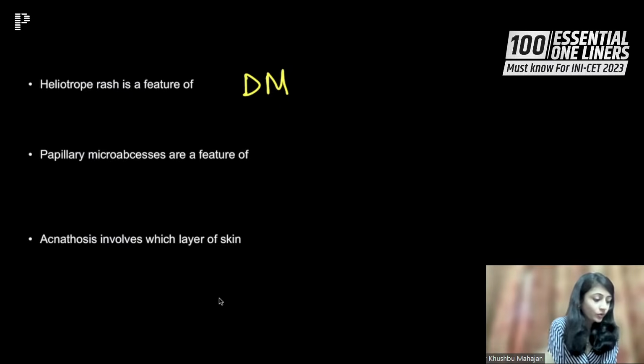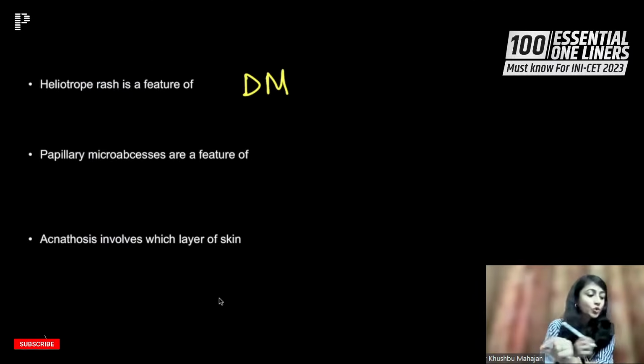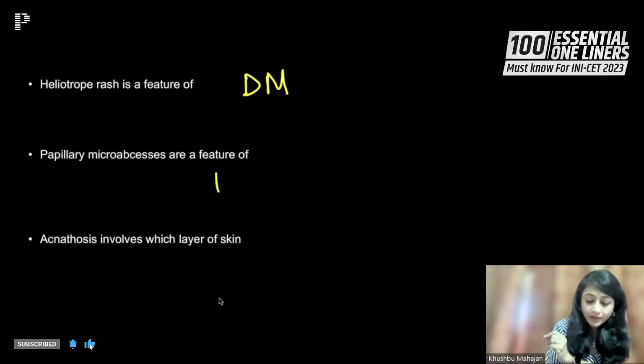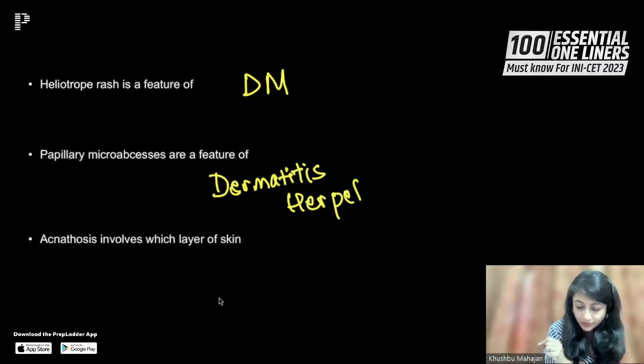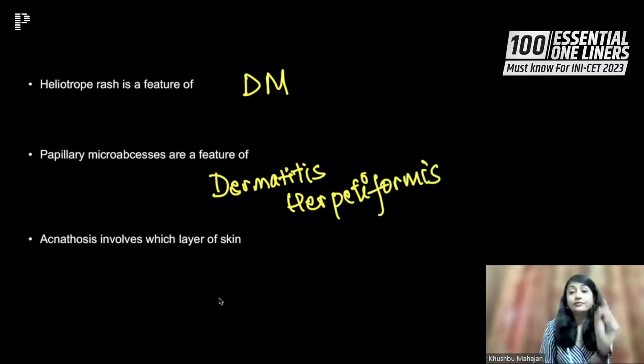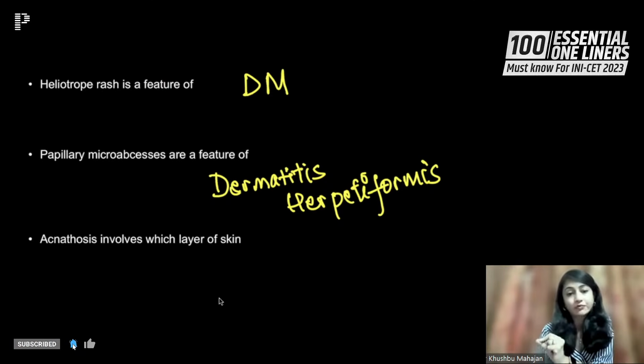Okay, no. So it is not a feature of psoriasis or mycosis fungoides. Papillary microabscesses are a feature of dermatitis herpetiformis. There are different microabscesses that you should be knowing about. Pautrier's microabscesses are a feature of mycosis fungoides. Papillary microabscesses are a feature of dermatitis herpetiformis.